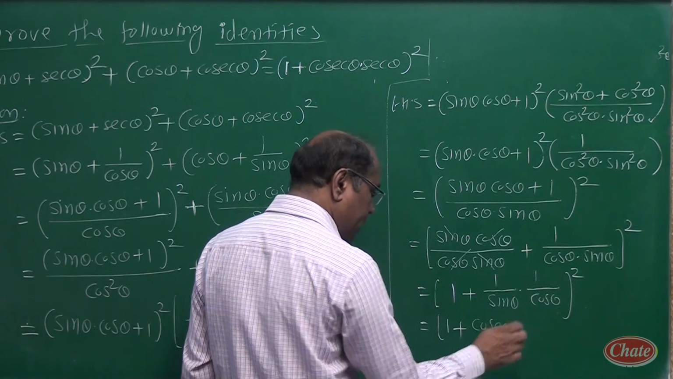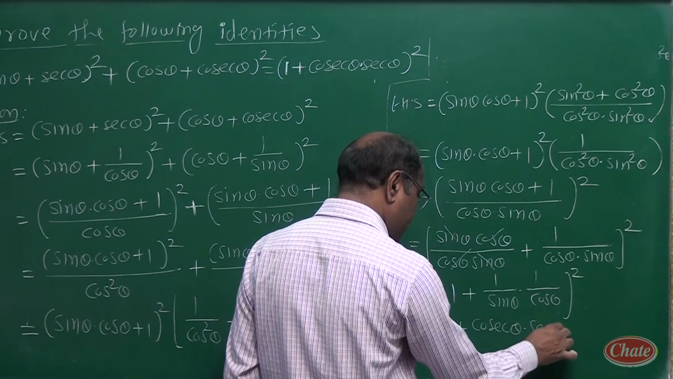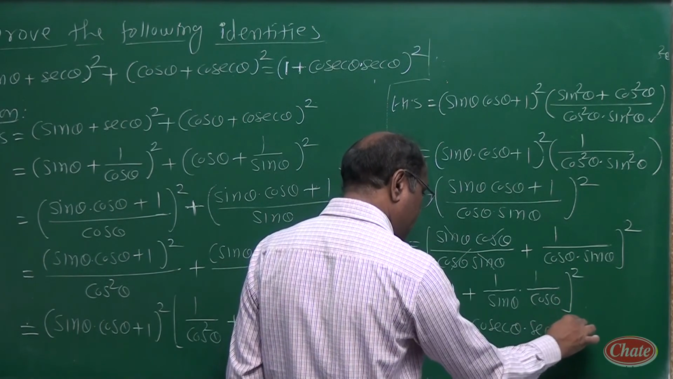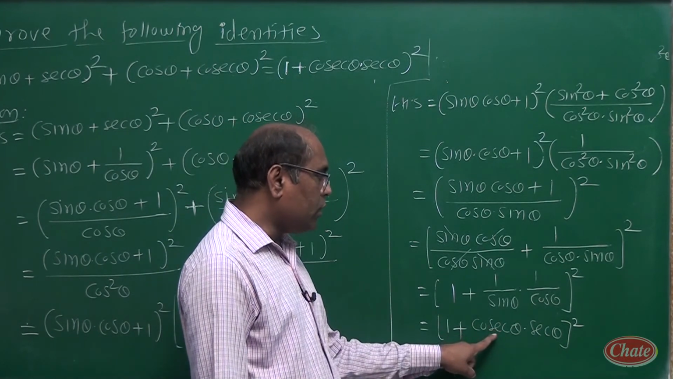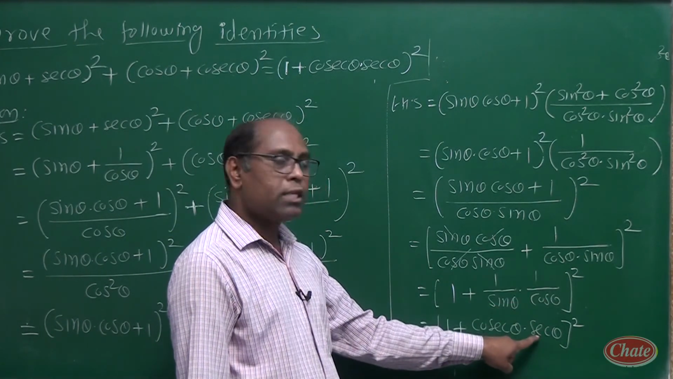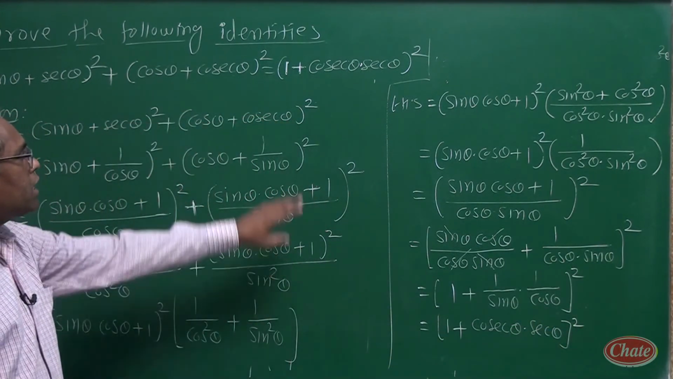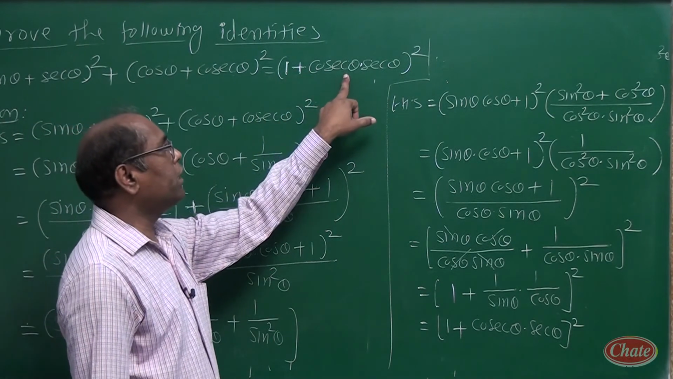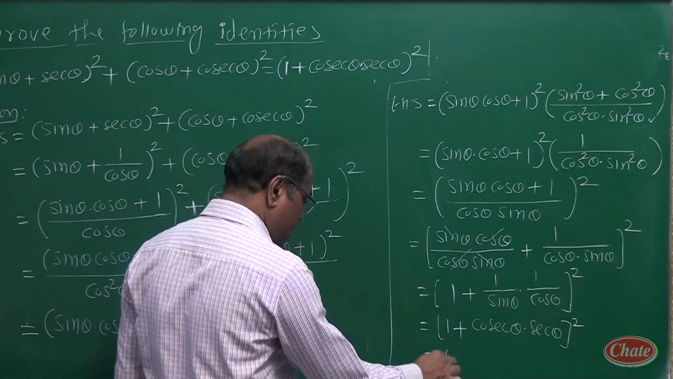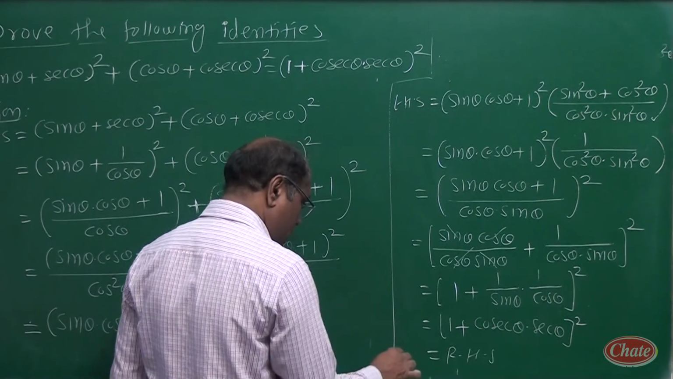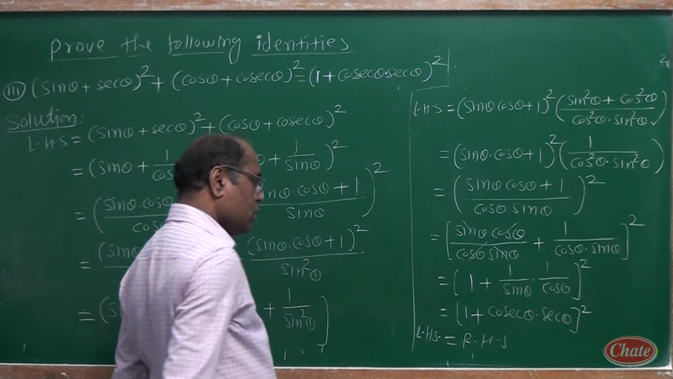What is 1 upon sin theta? It is cosec theta. And what is 1 upon cos theta? It is sec theta. Okay, bracket square. 1 upon sin theta is cosec theta and 1 upon cos theta is sec theta, bracket square, and that is the right hand side. See here, what is the right hand side? 1 plus cosec theta into sec theta, bracket square, so that is equal to RHS. Okay, so therefore LHS is equal to RHS, so that is the required result.